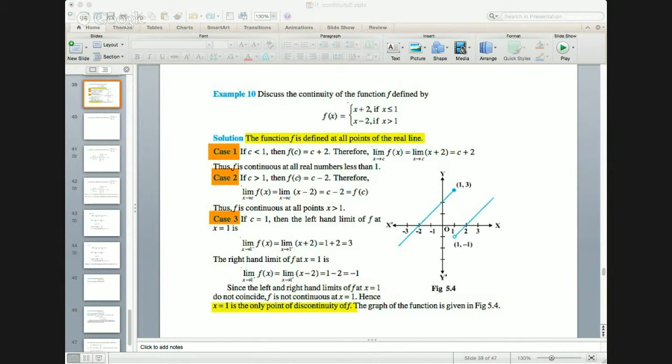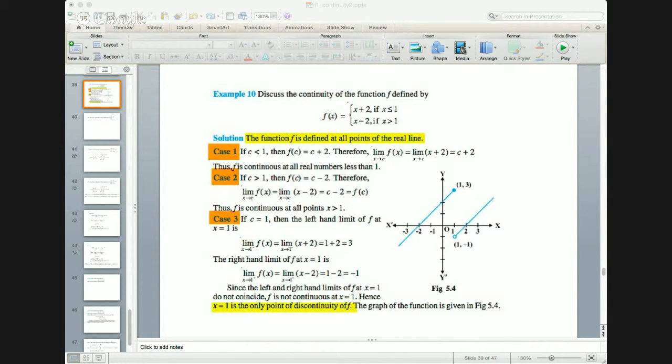Right hand limit of f at x equal to 1, in a similar way: limit of f(x) as x tends to 1 from its greater side. So one positive sign is written there. And then that gets replaced by limit of x minus 2 as x approaches 1 from its greater side. Same as 1 minus 2 and therefore minus 1. So the left hand limit and the right hand limit are not equal. So the function is not continuous at x equal to 1. So the conclusion can be stated as x equal to 1 is the only point of discontinuity of f.